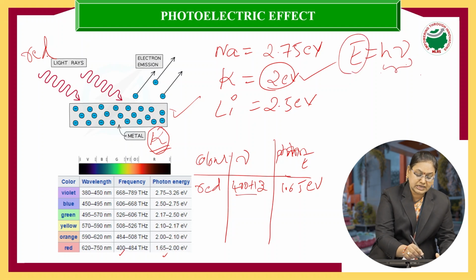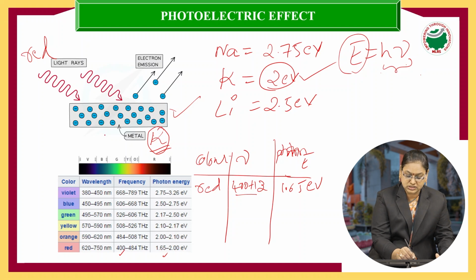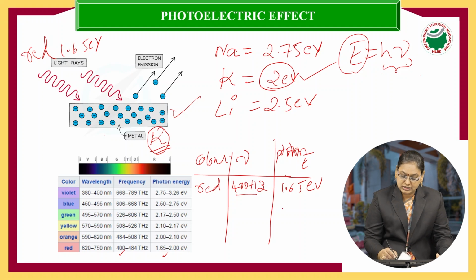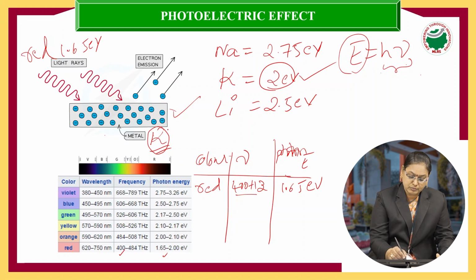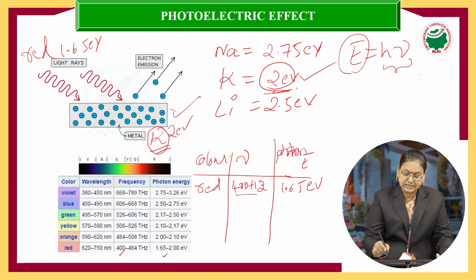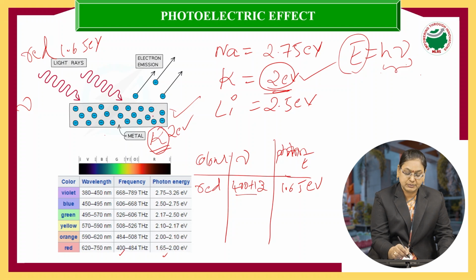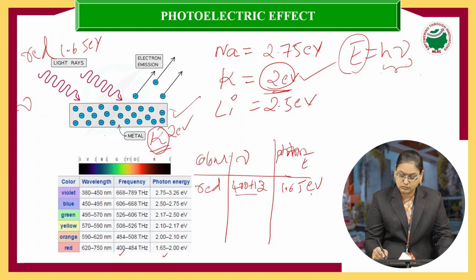So first we allow red light to fall on the potassium metal surface. Its frequency is 400 Hertz, and the photon's energy is 1.65 electron volts. But the electrons here will require 2 electron volts to come out of the metal surface. Since the frequency of red light is less than the frequency required by the electrons, what is happening? No electrons are emitted here.